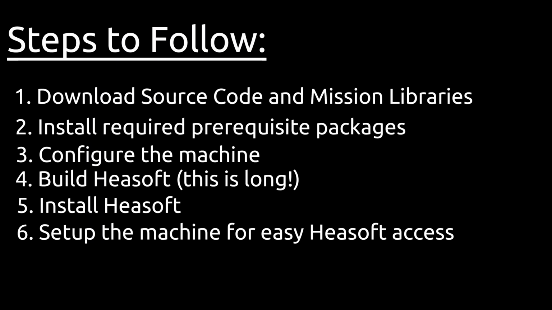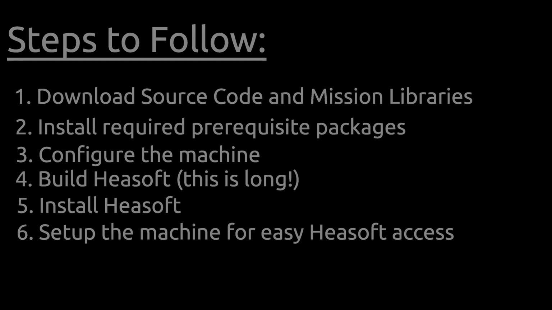So let's get started. There's going to be six steps we're going to follow to build and install HEASoft. First, we're going to download the HEASoft source code and the mission libraries. Second, we're going to install all required prerequisite packages. This is going to depend on the operating system you're working on. Third, we're going to configure our machine. Then we're going to build HEASoft. This is the longest step of this process. Then fifth, we're going to install HEASoft. And sixth, we're going to set up the machine for easy access to HEASoft by just typing in one command.